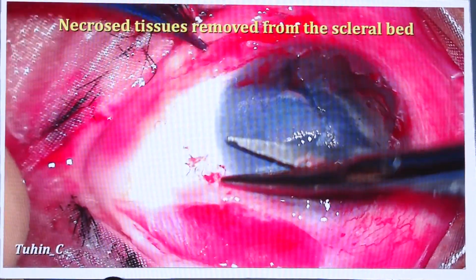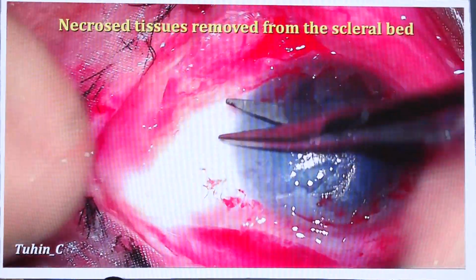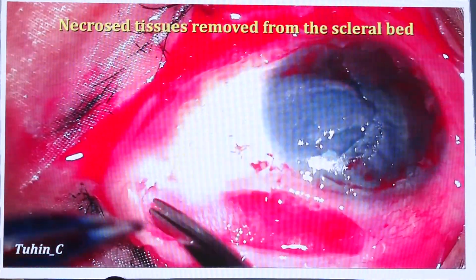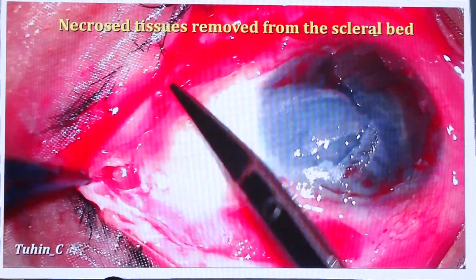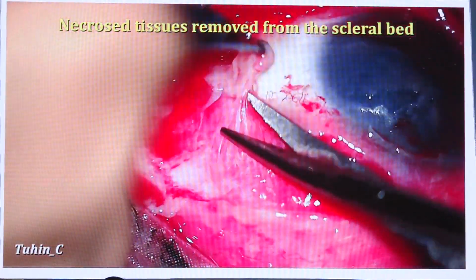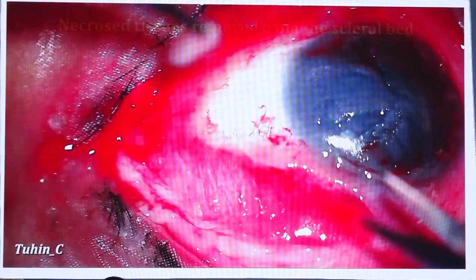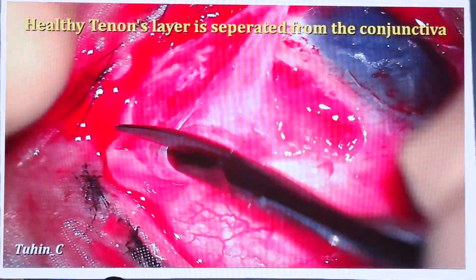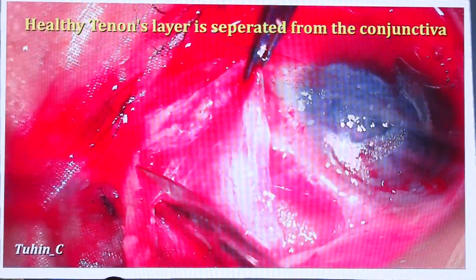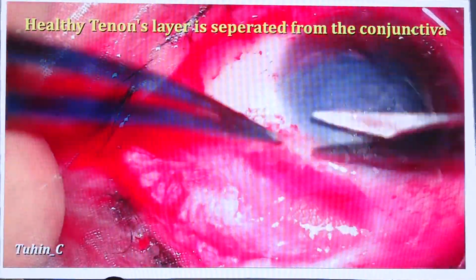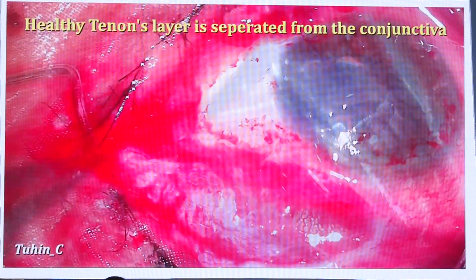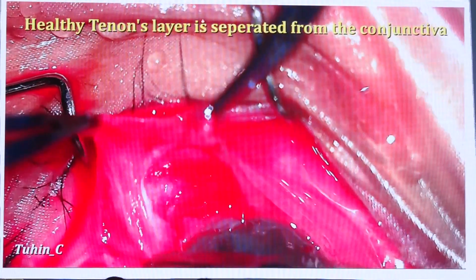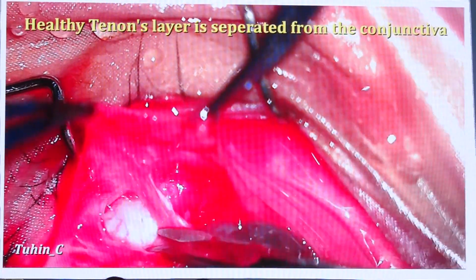You have to separate the Tenon's tissue from the overlying conjunctiva and from the underlying sclera. Also you have to separate it from the extraocular muscles. Whenever you are taking it, you should not pull it much because that will cause fornicial shortening. So I am putting a piece of amniotic membrane over this necrosed area of sclera, and then suturing this Tenon's flap over the amniotic membrane.